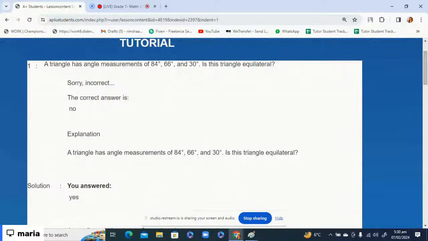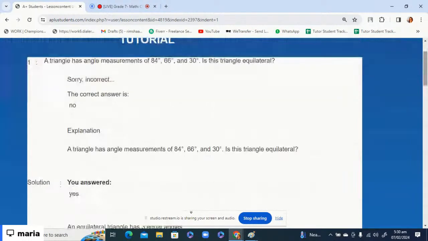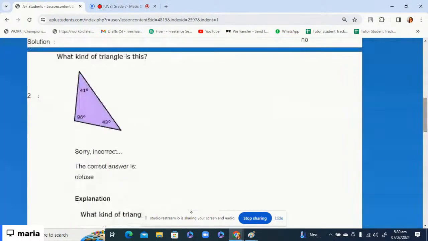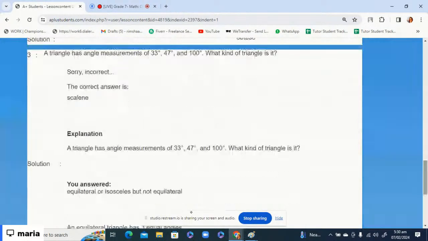So a triangle has angle measurements of 84, 66, and 30. Is this an equilateral triangle? Because we know that in an equilateral triangle, all the sides are equal. But here, all the angles are different. So when we measure the angles, these are not the same. So we can say that this is not an equilateral triangle. So what kind of triangle is this? It's again the same 96, which is greater than 90. So that is an obtuse angle.